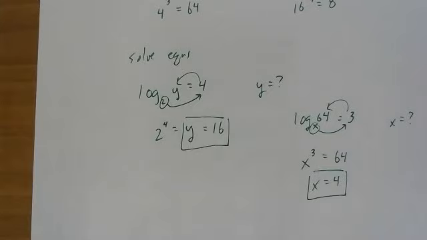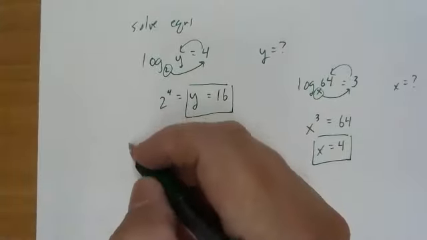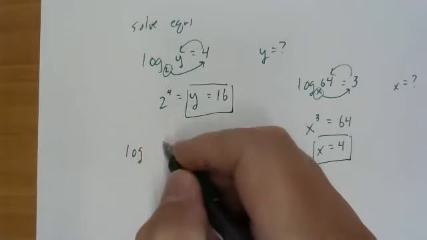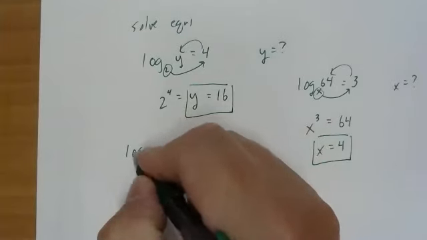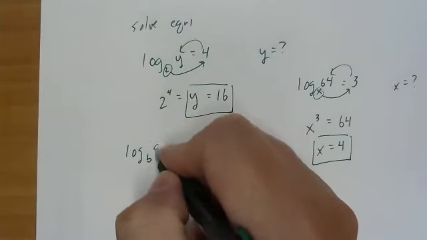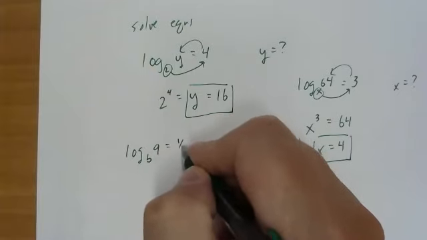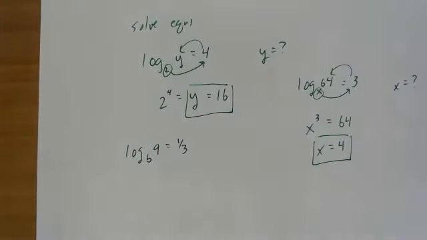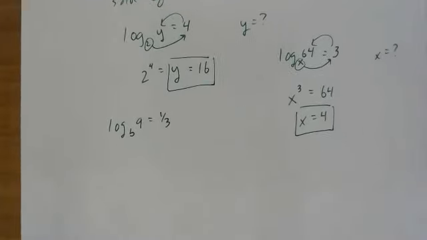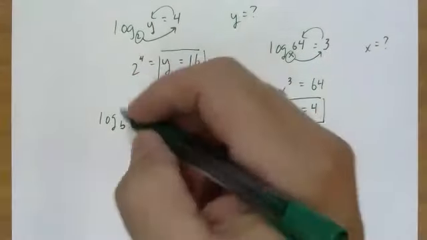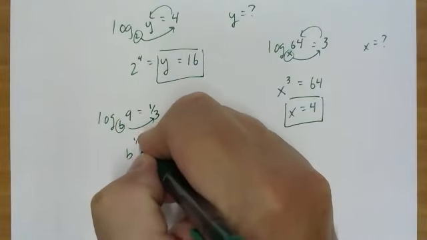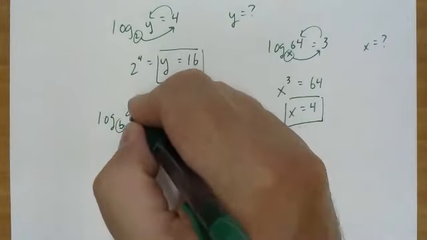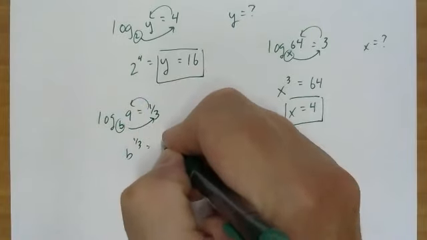Now I'll do one more. This one's a little tricky. You may see something like this in the homework. This involves a little bit of algebra. Here they say log base b of 9 equals 1/3. All right. Whether it's messy or not, I'm going to start out the same way. I'm going to convert this to an exponential equation. So I'm going to take b to the 1/3 equals 9.